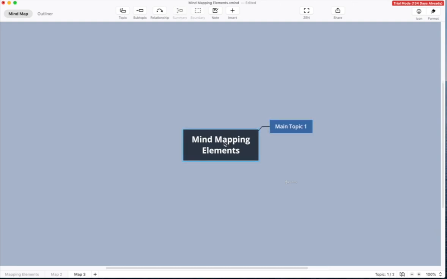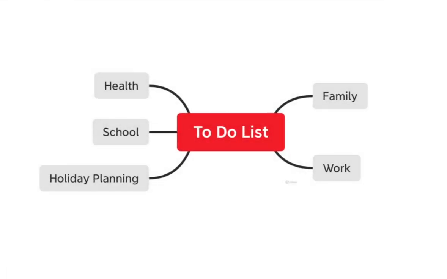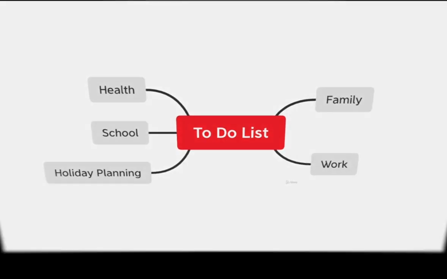Now the first topics that come away from our central topic are called main topics. Think of these as chapter headings. You break down the information that goes into your mind map into large groupings, and those large groupings are described by the main topic. And as an example, here is a to-do list mind map where we've got 5 main topics, which are family, work, health, school, and holiday planning. If we need to make changes to those main topics later on, because we choose to reorganize our map in a certain way, we can do that very easily.